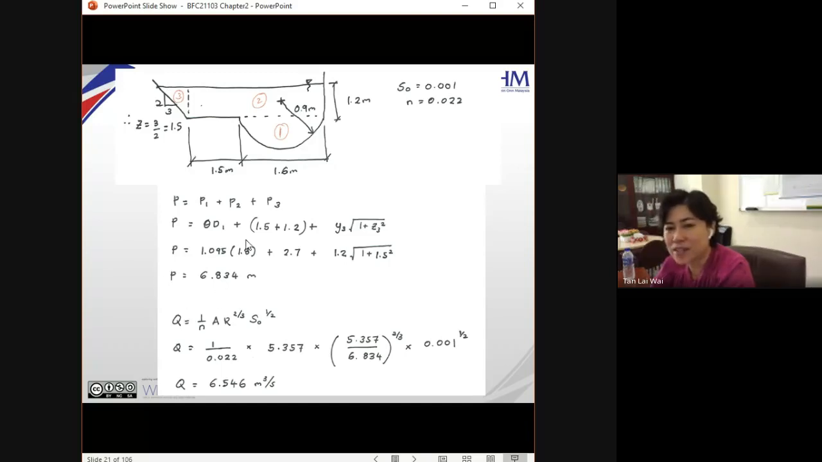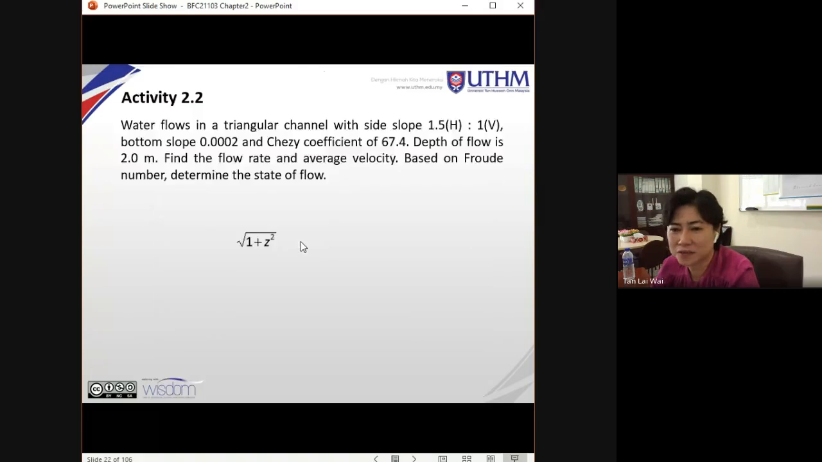Therefore, since the Manning coefficient is given, let's just use the Manning roughness coefficient to solve for this. Substitute all the known values. You see, if you get A incorrect, your Q will be incorrect as well. Same thing, if you have P incorrect, you are not going to get the correct answer. So be careful in your calculation, right?